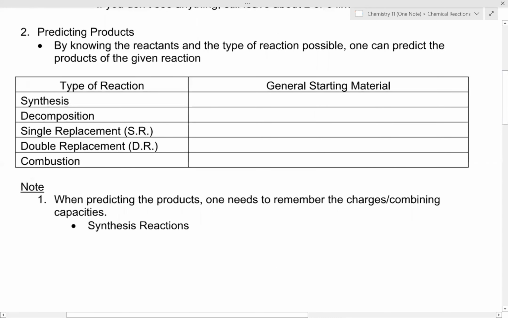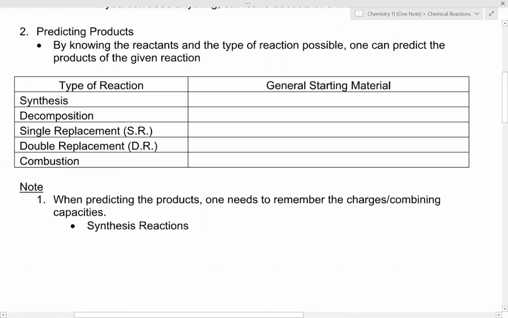By knowing the reactants and the type of reaction possible, one can predict the products of the given reaction. I'm focusing specifically on Chemistry 11, and what we want to focus on this year. But just be aware that there are many different categories of chemical reactions, and what I'm giving you is a very narrow focus. So for a synthesis reaction, the general starting material would be two elements. Again, that is for Chemistry 11.